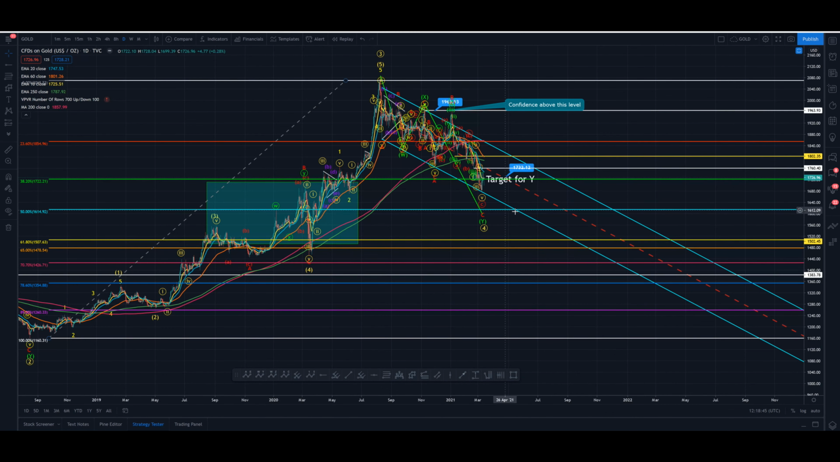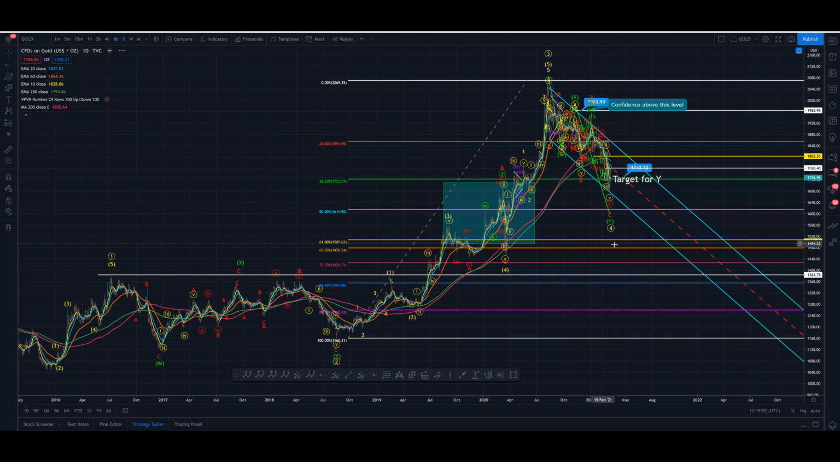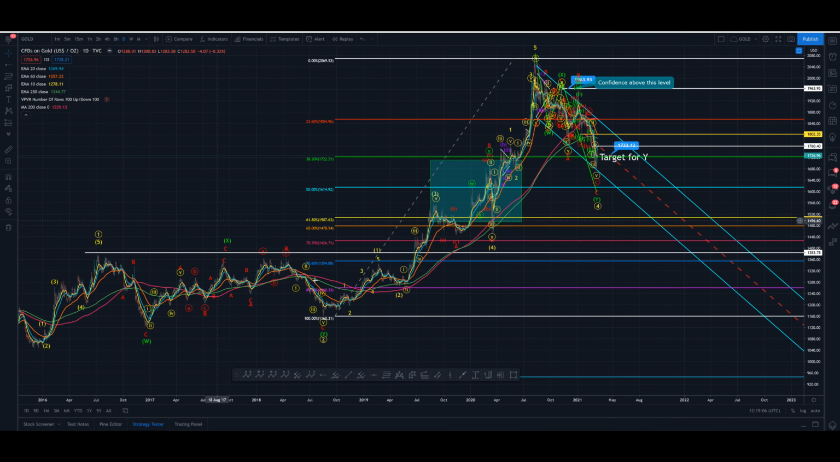50% retracement we've still yet to make, which is 1614.92, sorry, 1614.92. This would be a 50% retracement. 61.8% retracement seems excessive for a wave 4, but would still be valid. The invalidation point of this wave 4, believe it or not, is all the way back at 1383.78, a long way down.